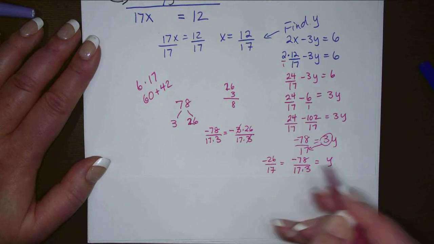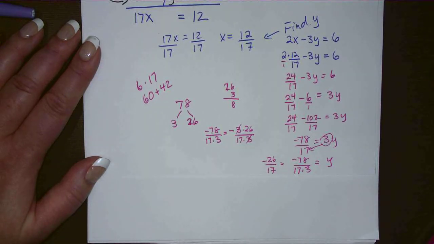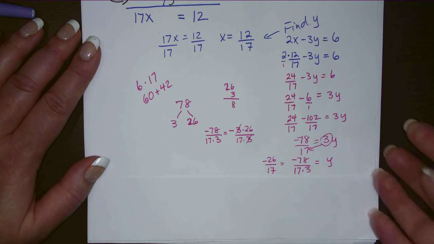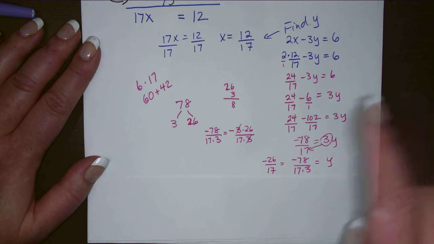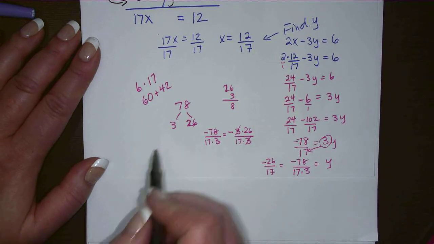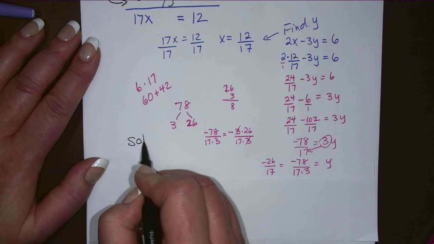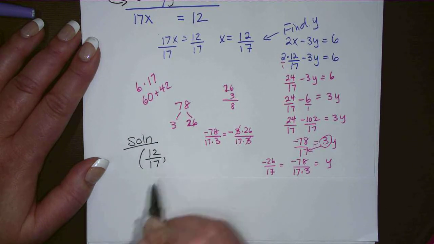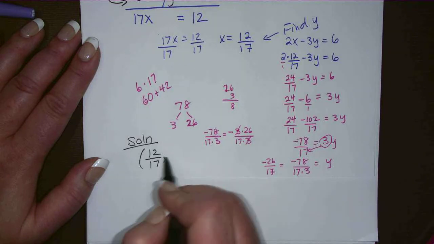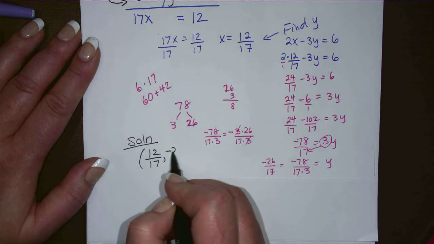And that's like the very first chapter we did. So you can't say that's too hard. That is actually what we did, reduce fractions, in our first section. All right, so this question had a little of everything in here. The solution then is x is 12 over 17, and y is what? Minus 26 over 17?